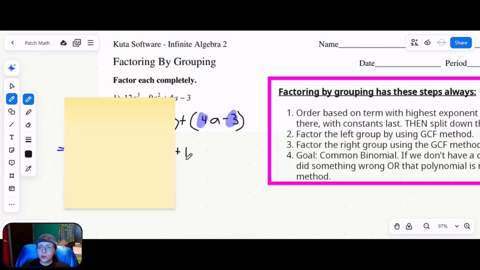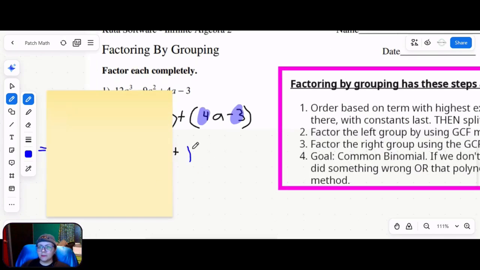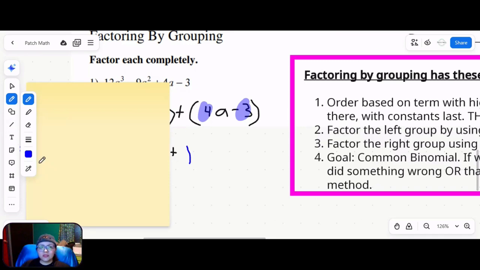If you can't factor anything out, you're going to want to factor out a 1, and you'll see why in a minute. In this case, you'll see that we also don't have a variable that we can factor out. Our first term on this right-hand side may have a variable, but our second term does not. So in this case, this is just 1 times the binomial that we were given, 4a minus 3.